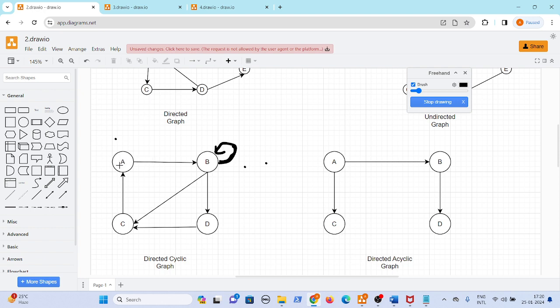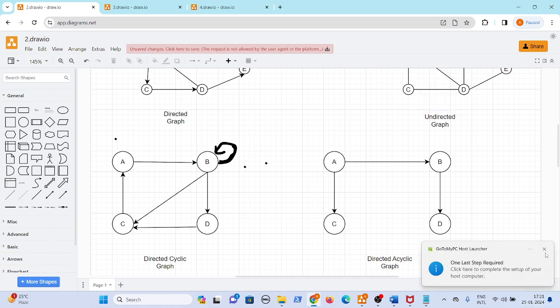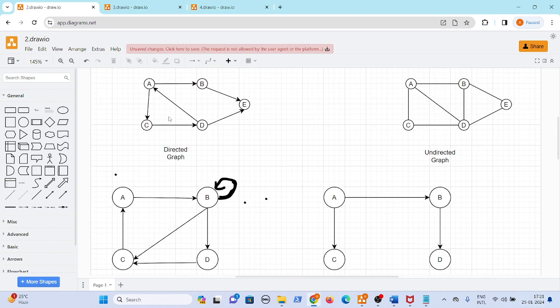Now if you see, I go from A to B, from B to C, from C to A, I came back to A again, so a cycle exists here. There can be multiple cycles present, but if you have at least a single cycle, then you name that a cyclic graph. And if you don't have any cycle, then you name that an acyclic graph, like here. You don't have any cycle, right?